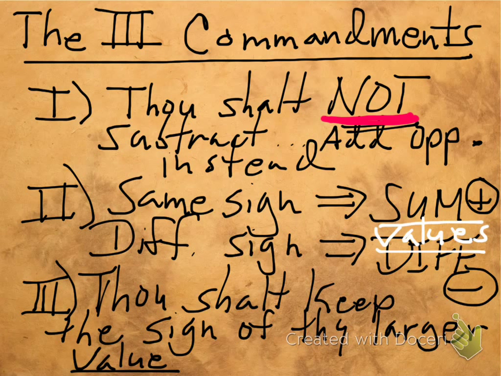On the other hand, if we have negative 3 and positive 5, it doesn't matter. The difference between 5 and 3 is still 2. So it does not matter which one's negative. It does not matter which one's positive. We just want the difference between the two values. That's the second commandment.